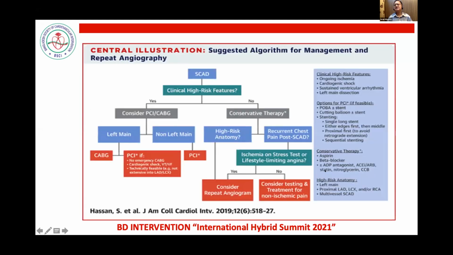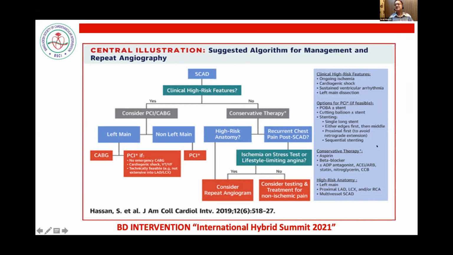And this slide is very important. This is another one by Jacqueline Shaw and her team. The recommendation for doing PCI is if the patient has ongoing ischemia, is in cardiogenic shock, is in sustained ventricular arrhythmias, or has left main dissection. These are clinical high risk features. In those cases, we have to do stenting in a patient with SCAD. And the high risk anatomies are left main, proximal LAD, or multivessel spontaneous coronary artery dissections.